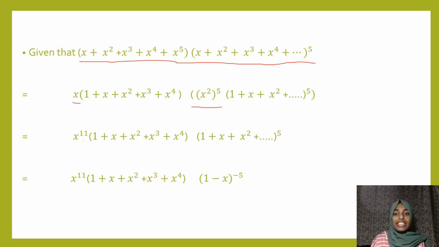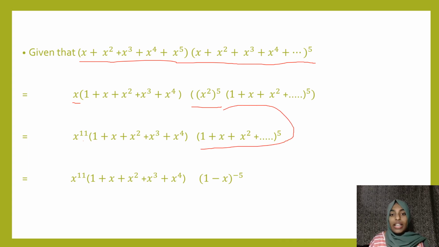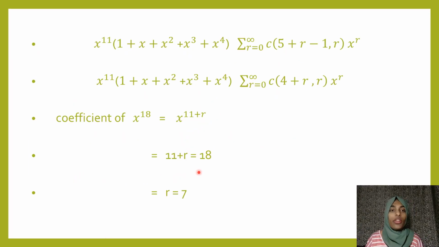After that, this sequence can be written as 1 minus x whole power minus 5, and this as it is. After using all these formulas, we get the summation, r equals 0 to infinity, C of 5 plus r minus 1 comma r, x power r. Here the n value is 5, and after solving this we get C of 4 plus r comma r. And to get the value of r here, we equate the powers.